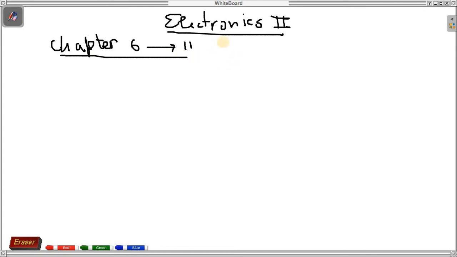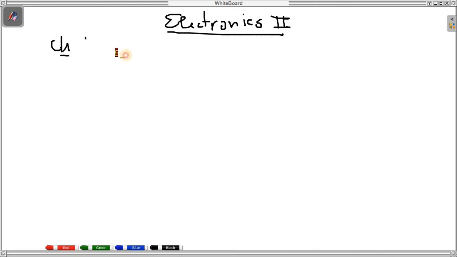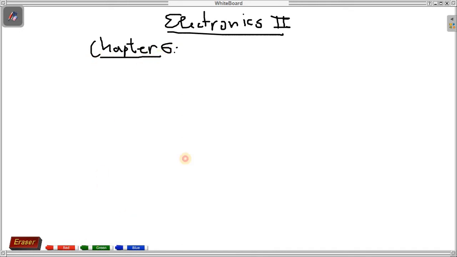Chapter 6 is about amplifiers. In chapter 6, we'll talk about amplifiers.